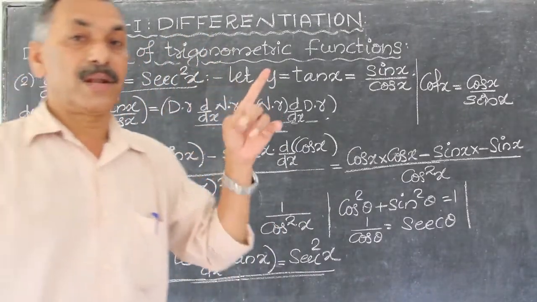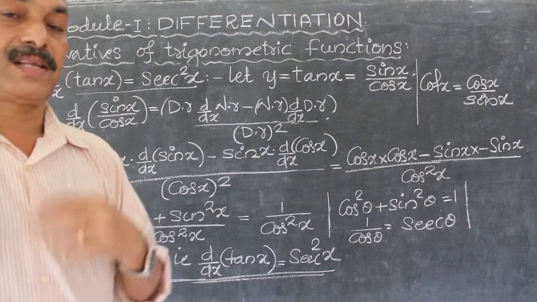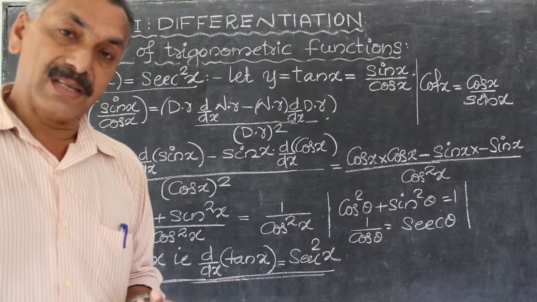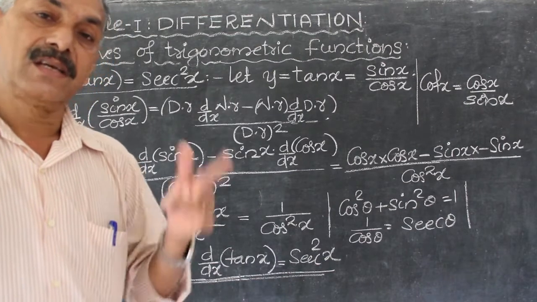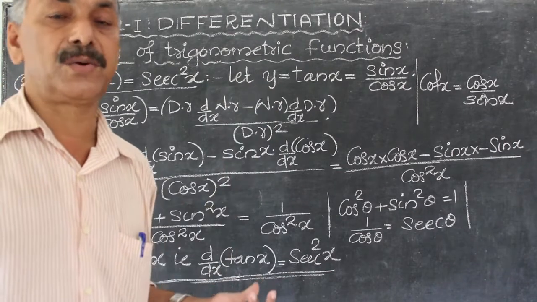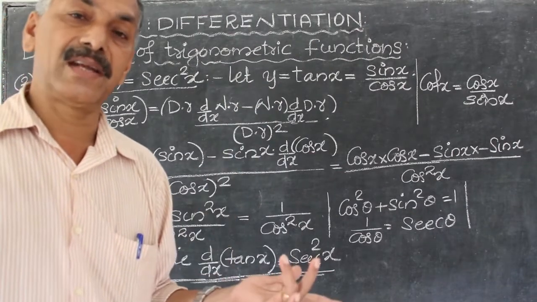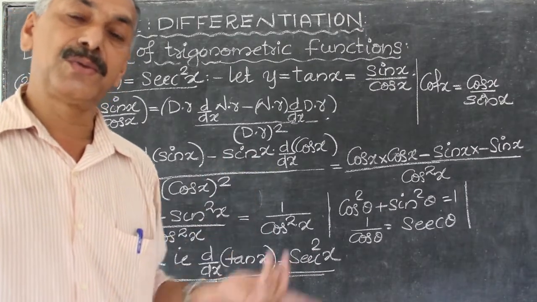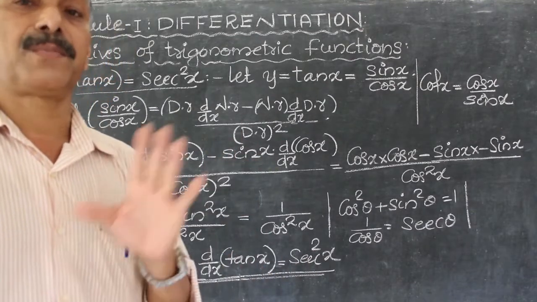Similarly, what is the derivative of sin x? It is equal to cos x. Let y be equal to sin x. f of x plus delta x is sin of x plus delta x. Delta y is equal to f of x plus delta x minus f of x. Here we use the sin c minus sin d formula: sin c minus sin d is equal to 2 cos of c plus d by 2 into sin of c minus d by 2. Then a limit is applied here.